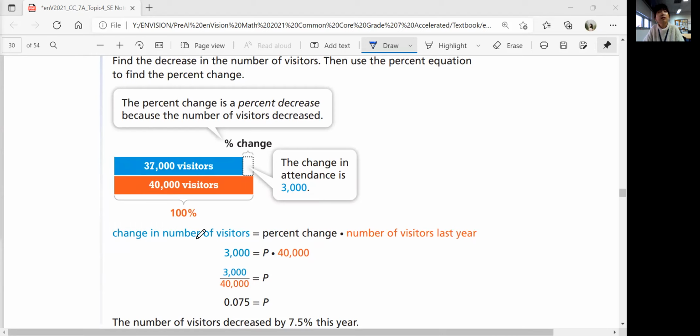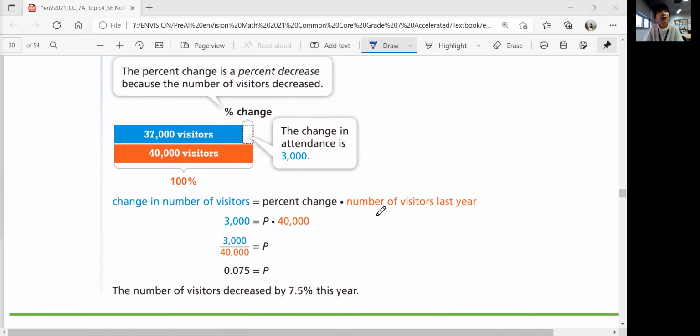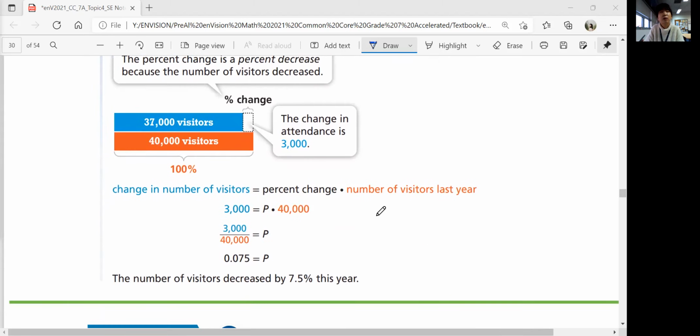So change in number of visitors is 3,000. You don't have to put negative. We know that it's a percent decrease, okay? Percent change is what we're trying to get. Number of visitors last year was 40,000. And so 3,000 divided by 40,000 would be 0.075. The percent would be 7.5%. So it decreased by 7.5%, or you can represent it as a negative 7.5%.